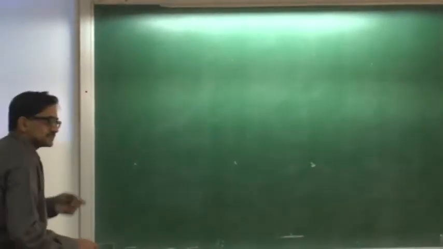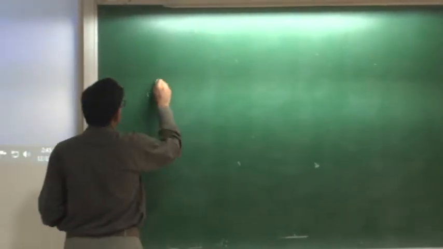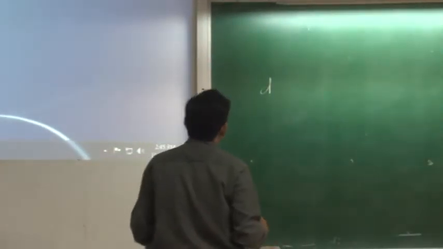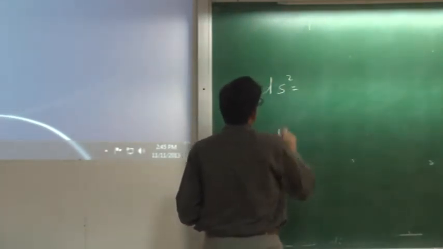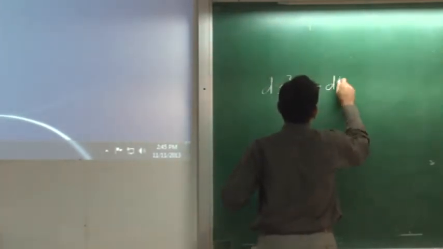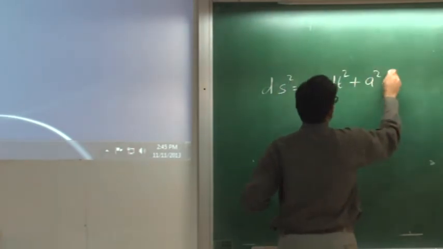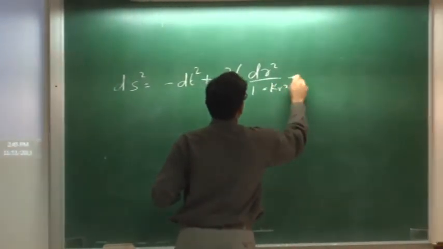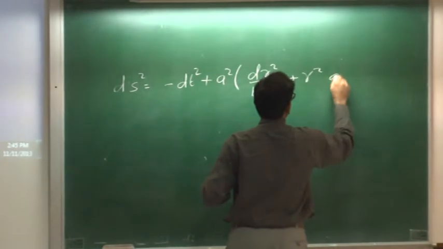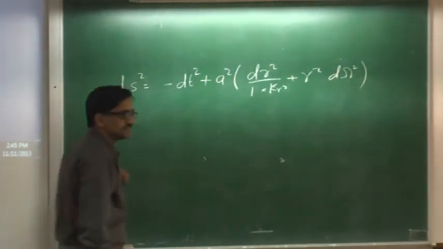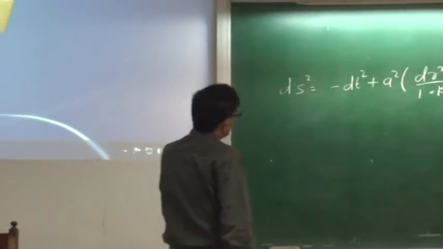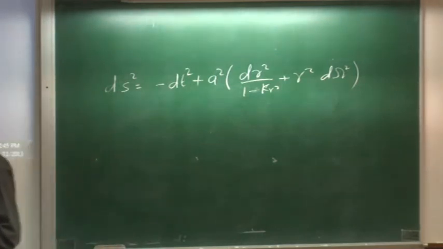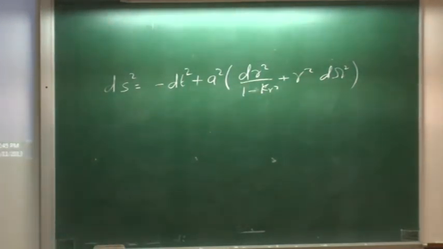And as I think Prasoon must have described, the homogeneous universe is governed by what is called a Robertson-Walker line element. And the metric for a Robertson-Walker line element is given by minus dt square plus a square [dr square by 1 minus k r square plus r square d omega square]. So this is the most general form of the line element for a homogeneous isotropic universe.